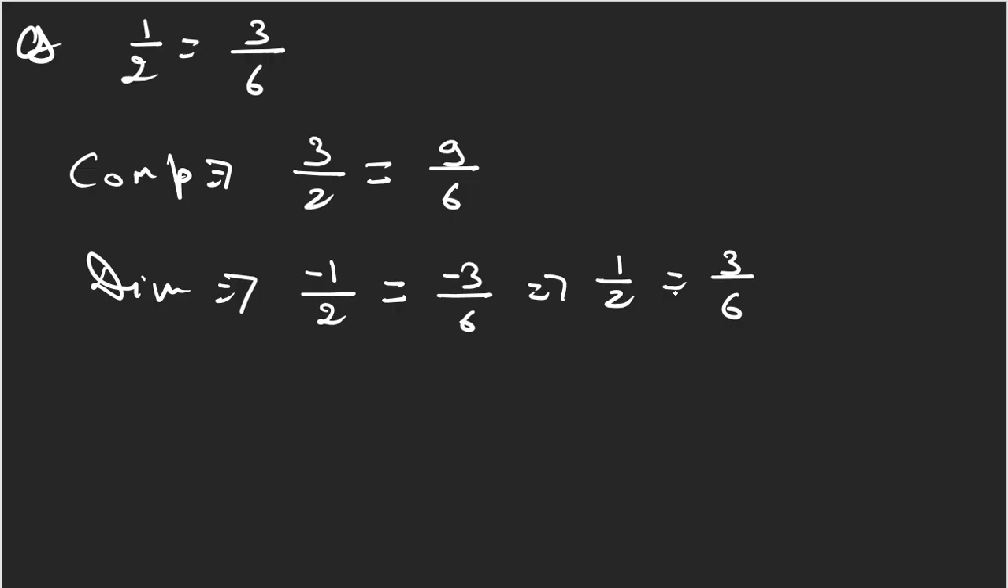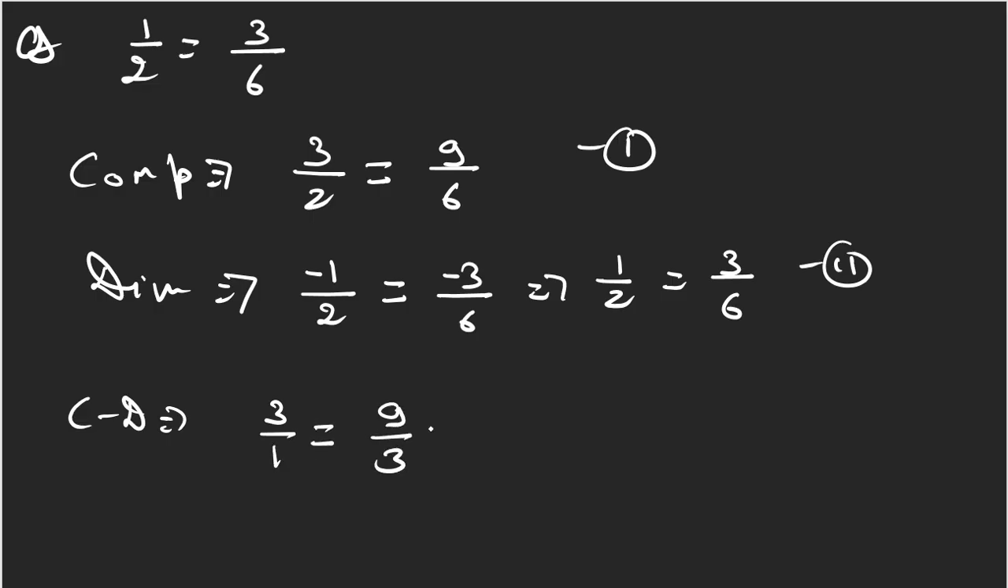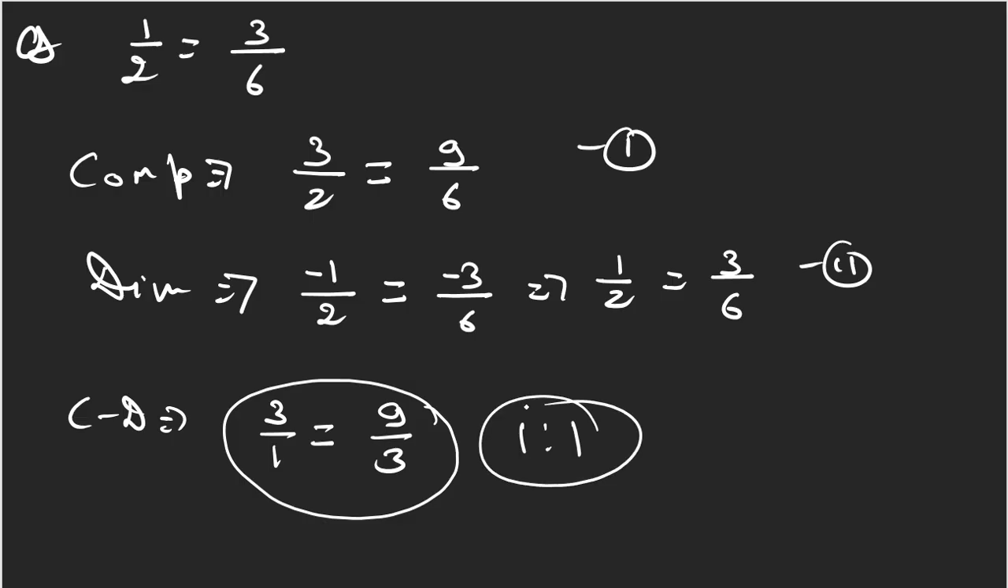And if we divide these two, we'll get CD when we apply both. So it means equation 1 divided by equation 2. So we'll get 3 by 1 is equal to 9 by 3. You can see this ratio is also equal, 1 is to 1. So this is called componendo dividendo. So we have applied here componendo and dividendo.